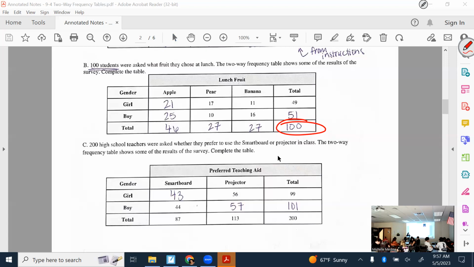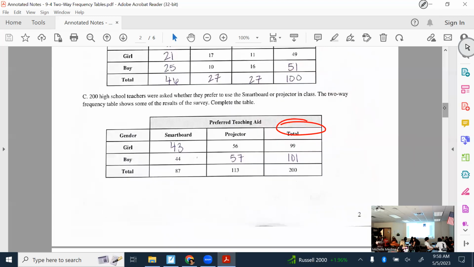So if on the test it says, how many boys prefer the projector? What would you say? How many boys prefer the projector? 57. So can we read a table is the other part that you need to be able to do. Or if they said, how many students prefer the projector? What would you say? Good, because students would be boys and girls, right? So you also have to know that. Questions on that?